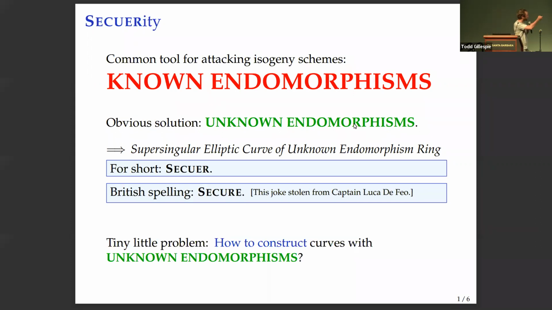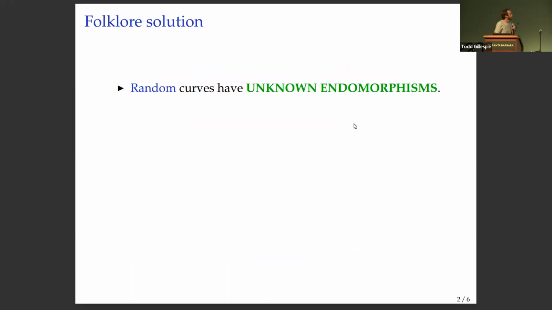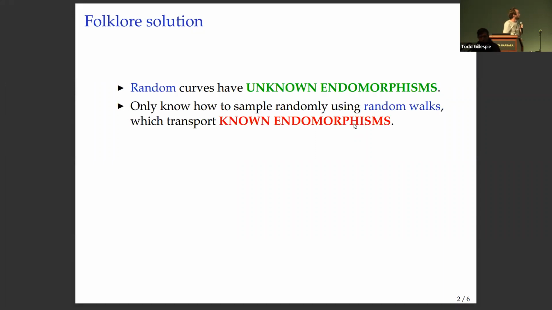Right, so as I said before I talked about the joke, we don't really know how to construct such a curve. This is where we as a community are really just scratching our heads. There is a folklore solution to this, which is that random curves have unknown endomorphisms, again color-coded green to show that it's good. But we don't really know how to construct a random supersingular elliptic curve. The only way we know how to do this is by using random walks, but then you know a path from a curve that has known endomorphisms to your new curve, and that transports the known endomorphisms, so that doesn't work.